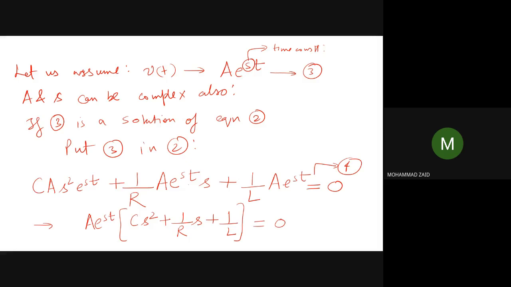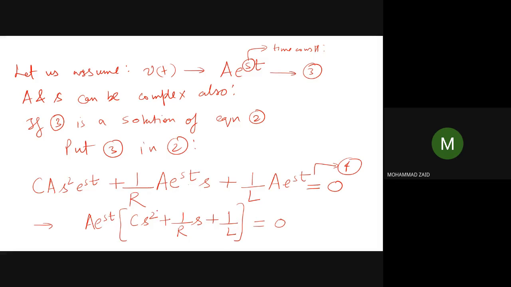Okay, so this is the thing which we are getting now. As you can see, it is shown here that A times e to the power st multiplied by (Cs² + 1/(Rs) + 1/L) is equal to 0, where s is a complex constant.